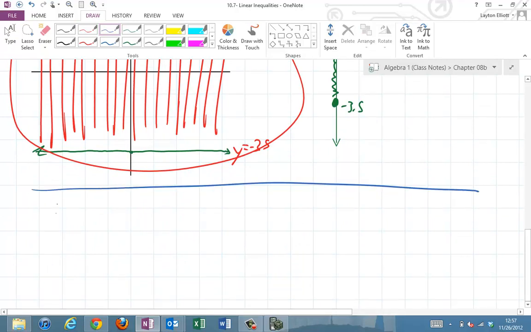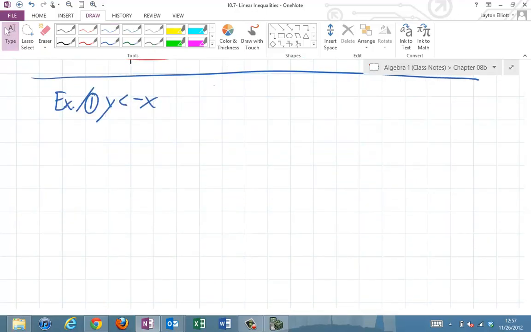So a third example, we'll call this example 1. This is kind of the real example. y is less than negative x. When we do y is less than negative x, we're actually going to graph the borderline of y equals negative x. I'm going to call that a borderline.